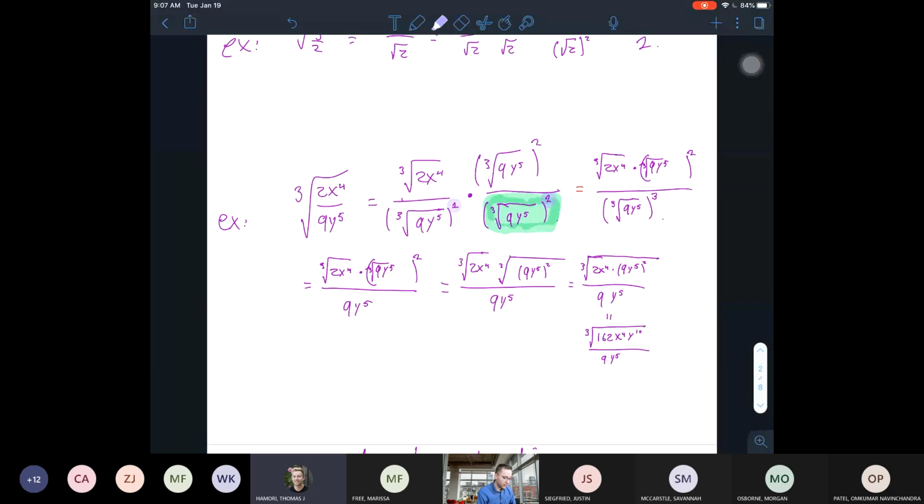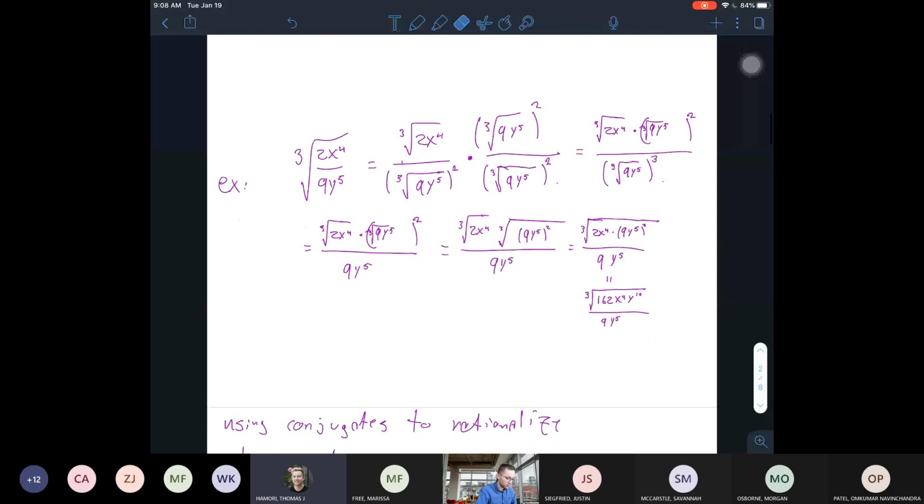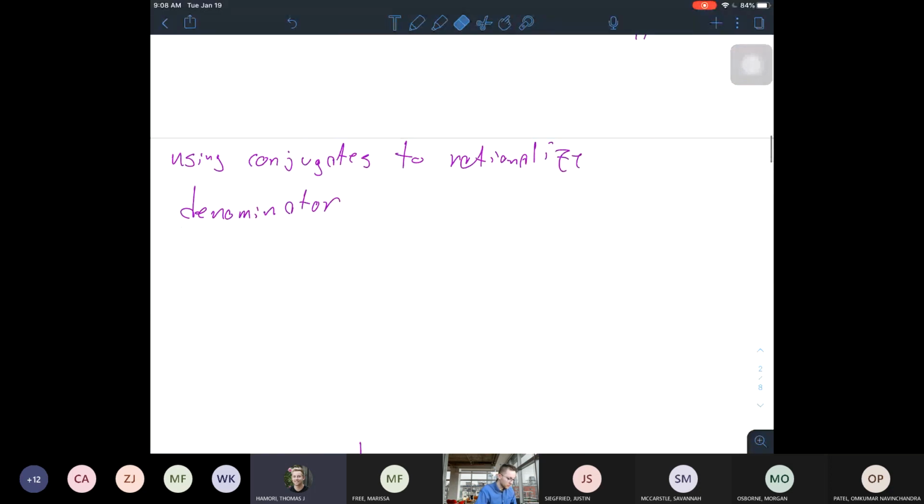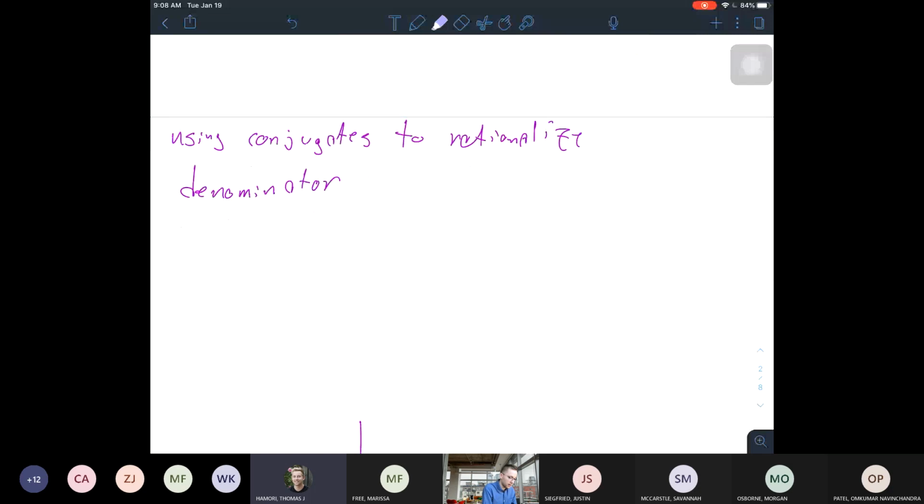Okay, are there any questions about this example? It was a little bit lengthy. Okay, seems like no questions, so we'll move on. Wow, my God, this handwriting is out of control.